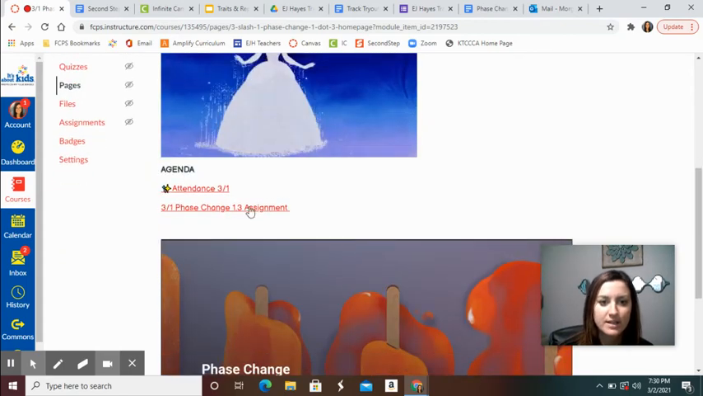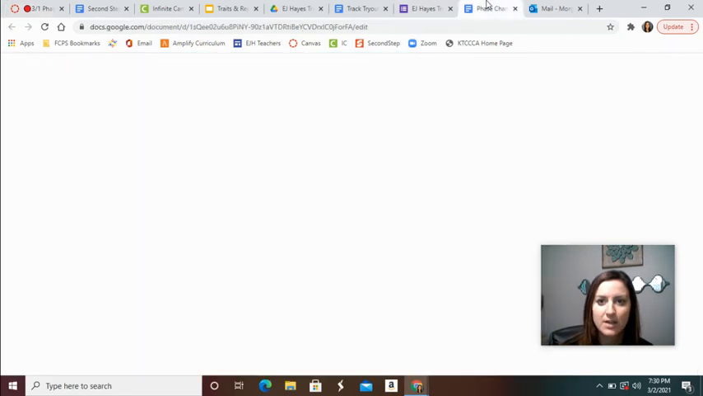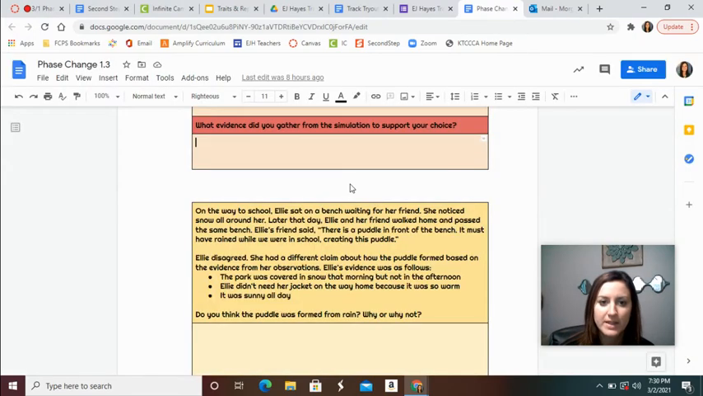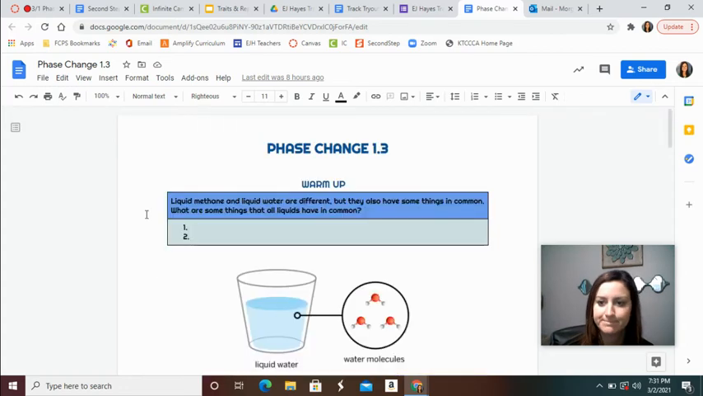And so you can see here the assignment is linked, and you can open that. And then when you open that, scroll up on mine, you're going to see the first thing here is a warm up.